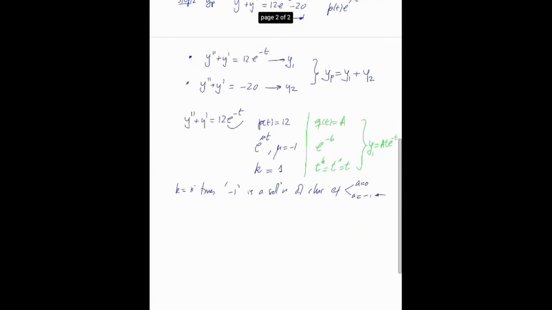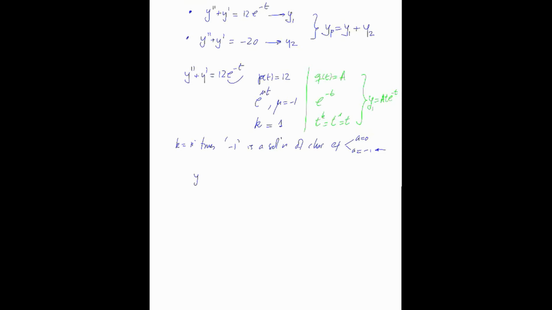It's just by going to the equation. So we have y1 double prime plus y1 prime equals 12 e to the minus t. Okay, y1 is simply a t e to the minus t. So the derivative is the product of two things, so it will be the derivative of the first factor times the second plus the first factor times the derivative of the second, which is e to the minus t with a minus for the exponent, so it becomes a e to the minus t minus a t e to the minus t.